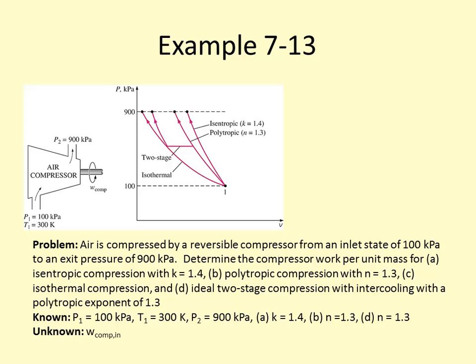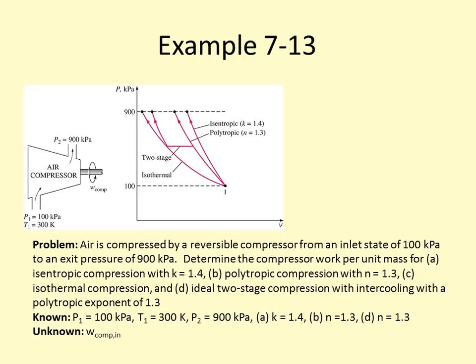189.18 kilojoules per kilogram. Okay, so from the first three cases, we can see how we're reducing the amount of work we have to put into the system. So starting off at 263, down to 246, now down to 189. Okay, so for part D now, we're going to have two compression stages with intercooling.